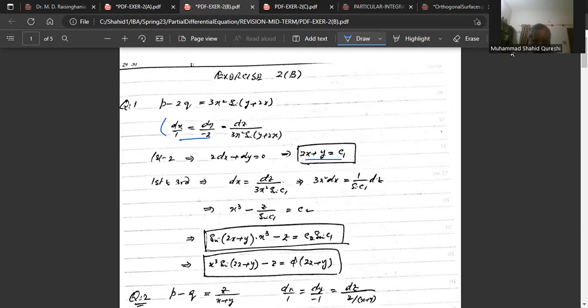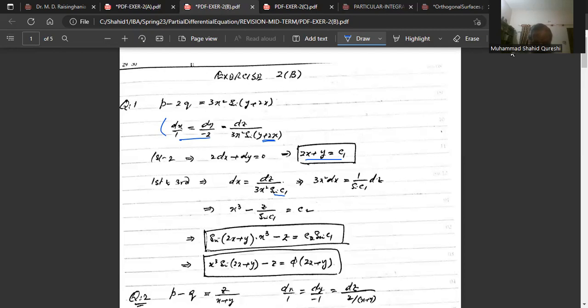So first, this gives us 2x plus y is equal to c1, a structure that is present here. So the first and third ratios are written as dx is equal to dz upon 3x squared into sine of c1, where now sine of c1 behaves as a constant. Take 3x squared, variables are separated, and since sine c1 is constant, the integration is easy, no problem. The integral of x square is x cube, and the integral of dx is x upon sine c1 is equal to c2.